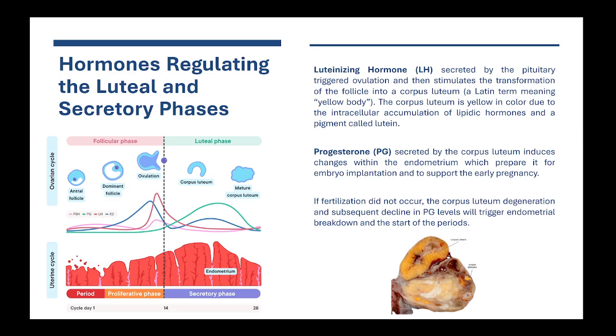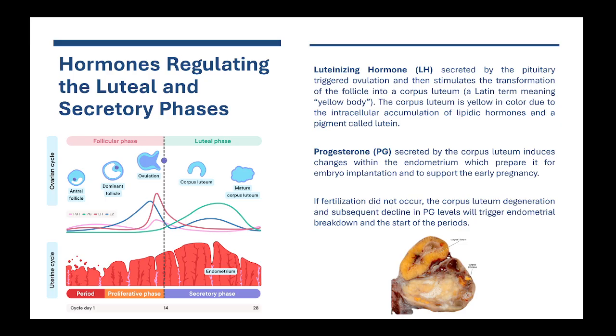The reason is that the corpus luteum is very yellow in color because it has a lot of lipidic hormones as well as a yellow pigment called lutein. The corpus luteum will produce progesterone, which will induce the secretory changes within the endometrium, prepare it for implantation of the embryo, and support the early pregnancy.